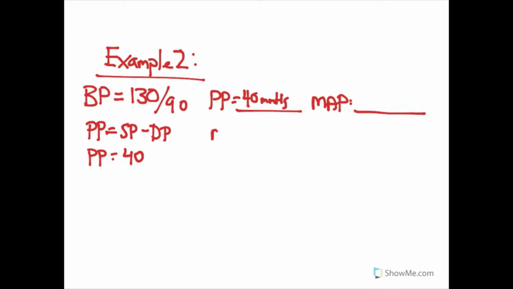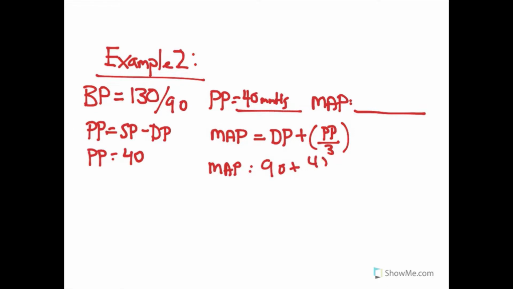All right, mean arterial pressure, since I'm not going to be as pedantic now, mean arterial pressure, remember, is diastolic pressure plus pulse pressure divided by 3. So in this case, MAP is 90 plus 40 divided by 3. MAP in this case is going to be 103.33. 103.33 millimeters of mercury of pressure.